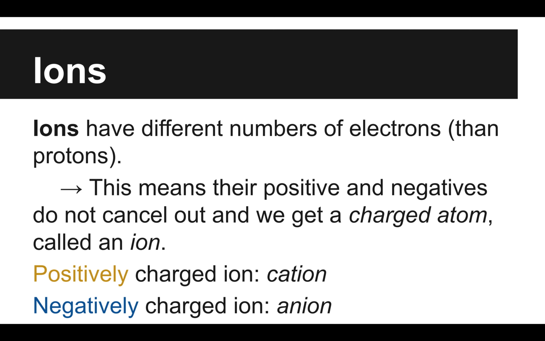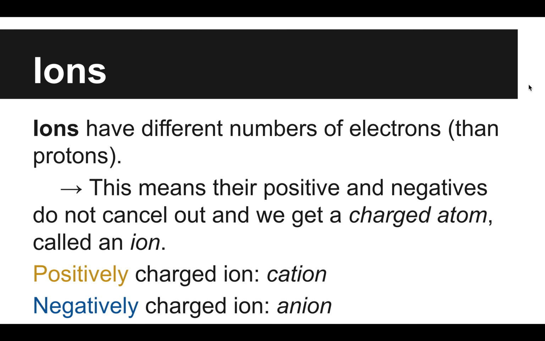So usually we have an even number of protons as electrons. So if we have 6 protons, we also have 6 electrons. But if we have 7 electrons, right, we have 1 more negative than positive. So we're going to have a negatively charged atom. And negatively charged atoms are called anions. Positively charged ions are called cations.